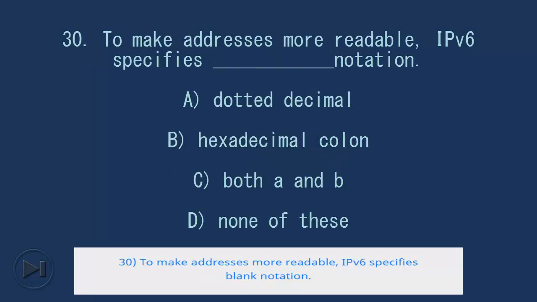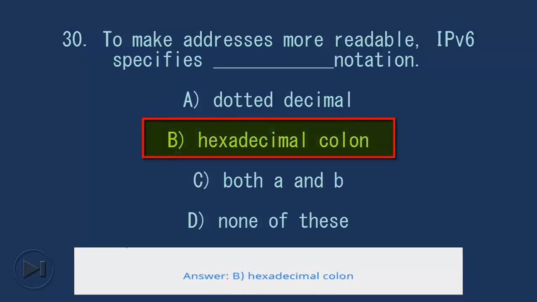30. To make addresses more readable, IPv6 specifies colon notation. A, dotted decimal. B, hexadecimal colon. C, both A and B. D, none of these. Answer, B, hexadecimal colon.